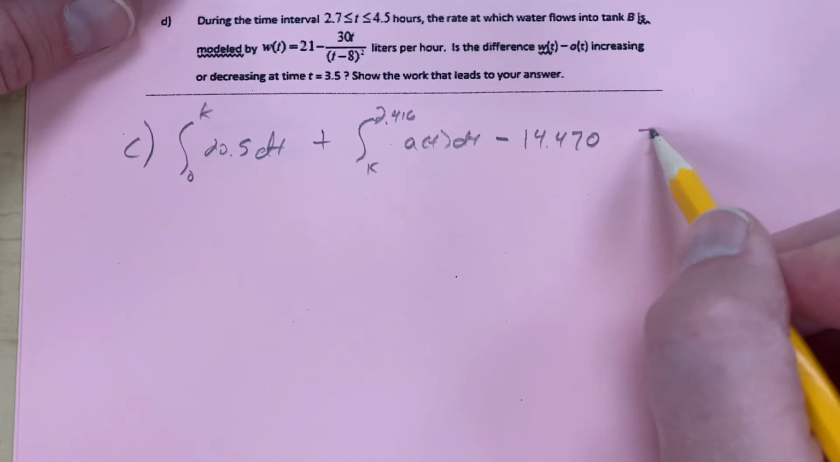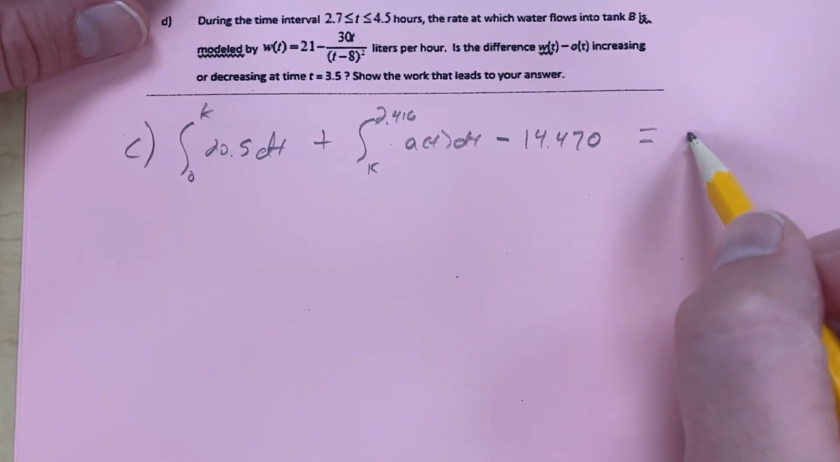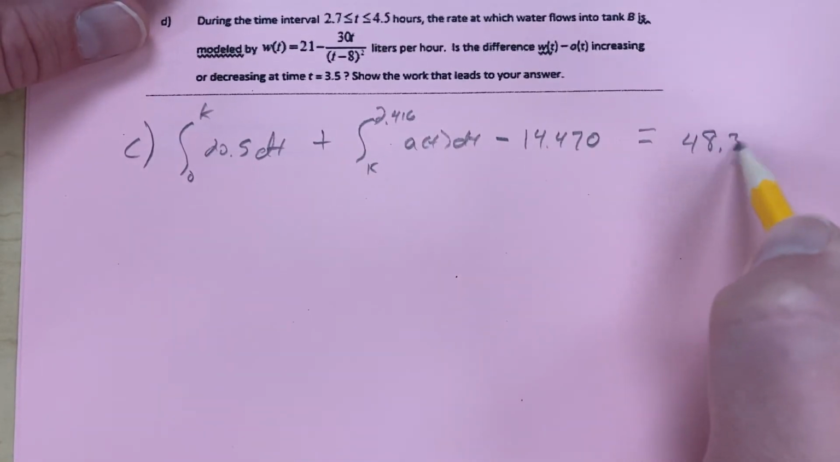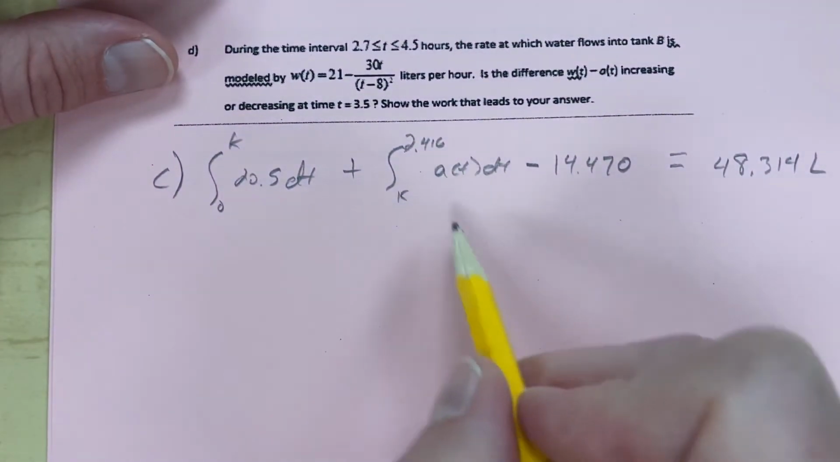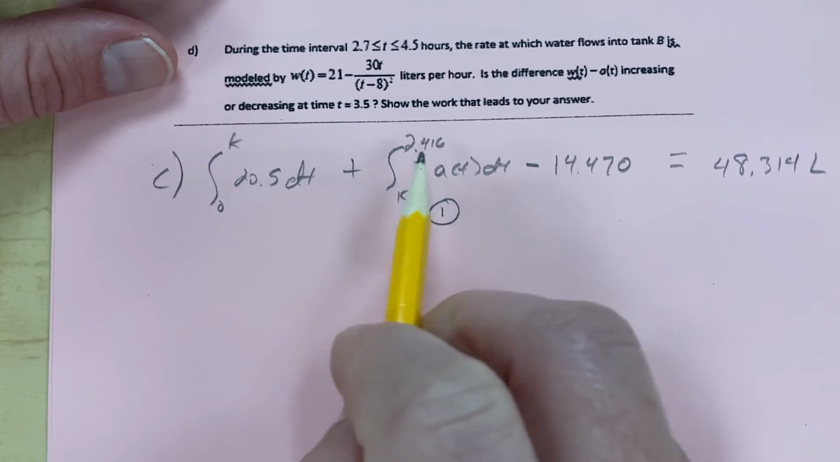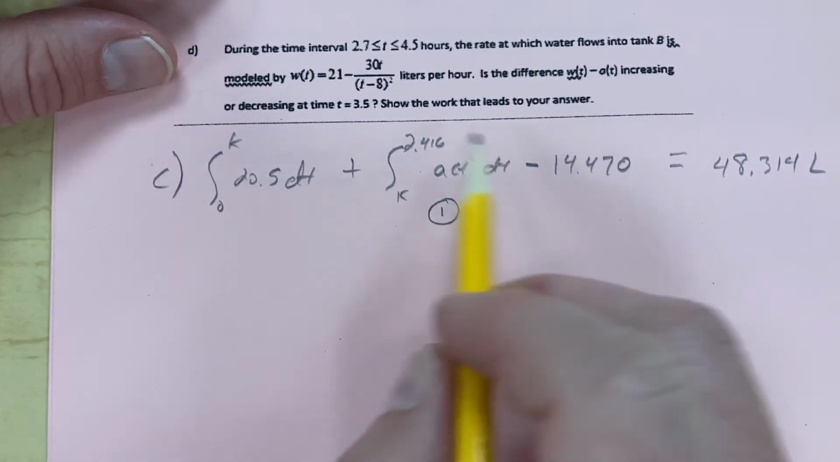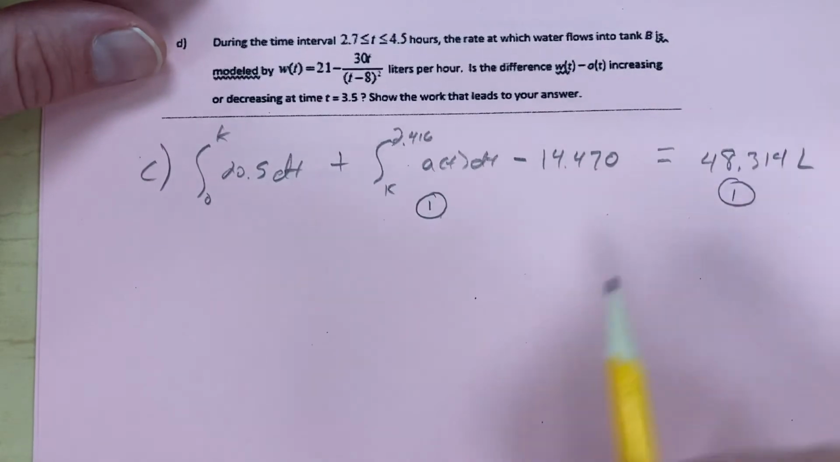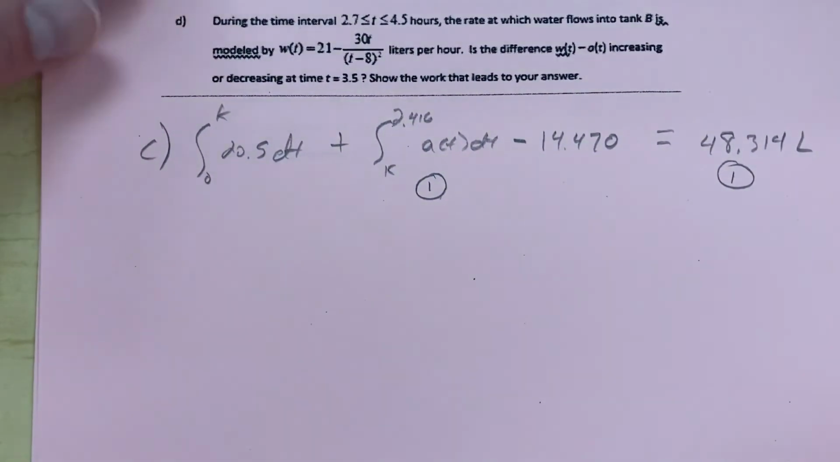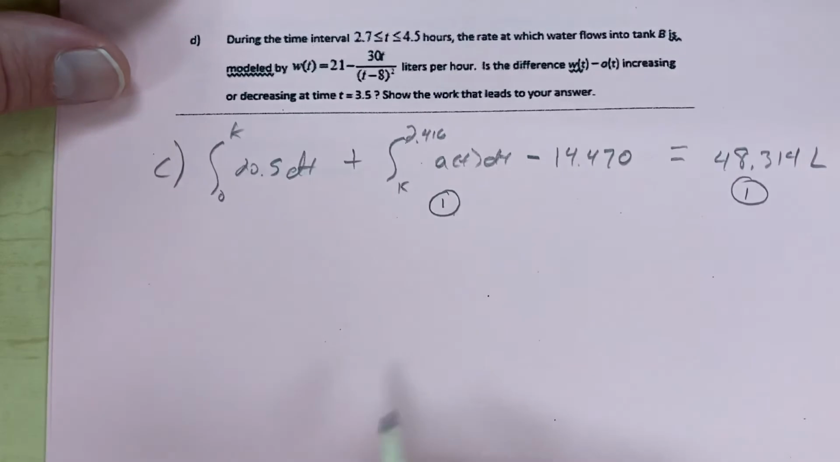And then if we do that correctly, we should get 48.314 liters. Now you got 1 point if you had this on your paper. If you understood that you're supposed to integrate A of t from here to here, that was worth 1. And then if you were able to do all of this correctly, that was a second point. So again, not too bad. Even though it's kind of a tough problem, it was only worth 2 points.